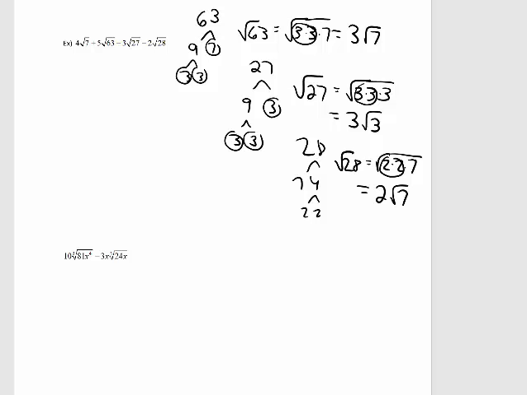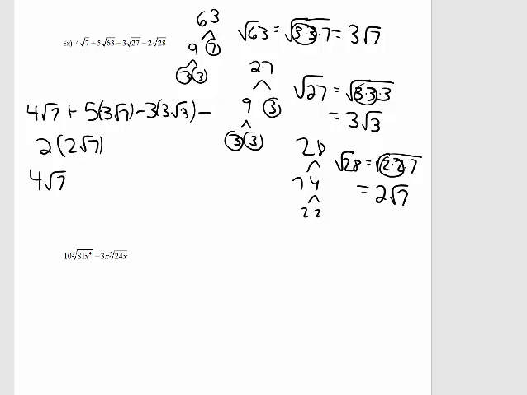All right, let's substitute these in for the problem. So 4 times the square root of 7 remains exactly the same. 5 times the square root of 63, well, that's plus 5 times 3 times the square root of 7, minus 3 times the square root of 27, which is 3 times the square root of 3, minus 2 times the square root of 28, which is 2 times the square root of 7. All right, we need to simplify. That's 4 times the square root of 7. 5 times 3 is 15 times the square root of 7. 3 times 3 is 9, so that's minus 9 times the square root of 3. Minus 2 times 2 is 4 times the square root of 7.